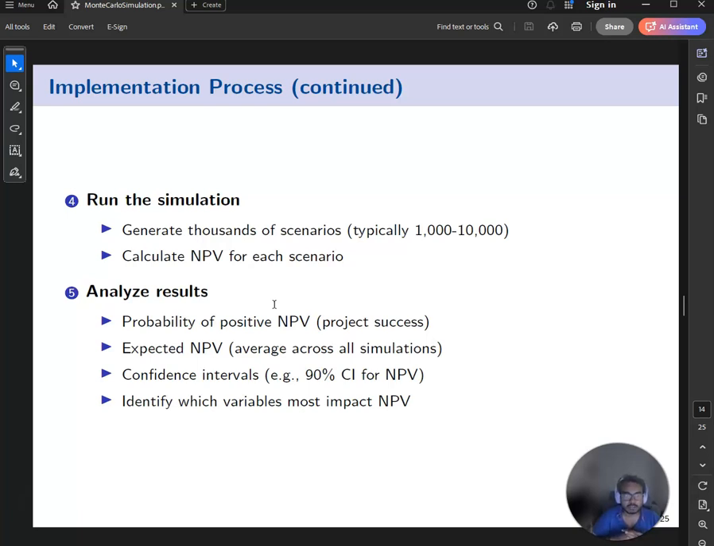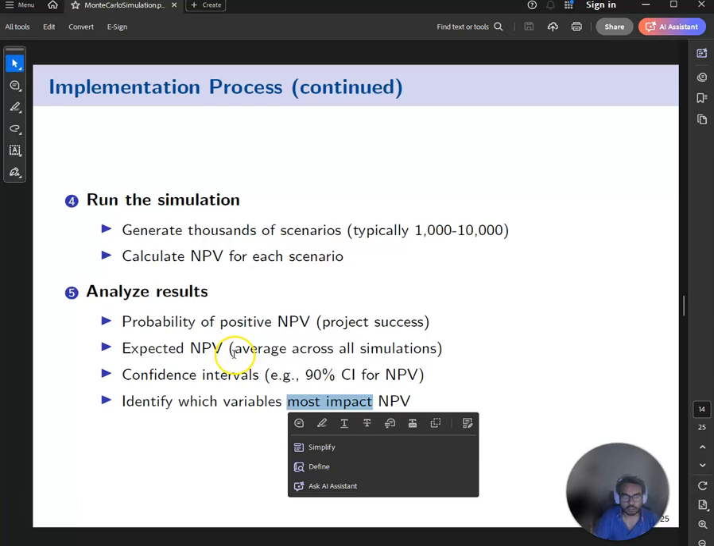For example, I can calculate what is the probability that the NPV will be positive. I can calculate the expected NPV, that is the average across all simulations. I can calculate confidence intervals. I can calculate which variables most impact NPV. We are going to skip the last part, but we are going to focus more on the first three.